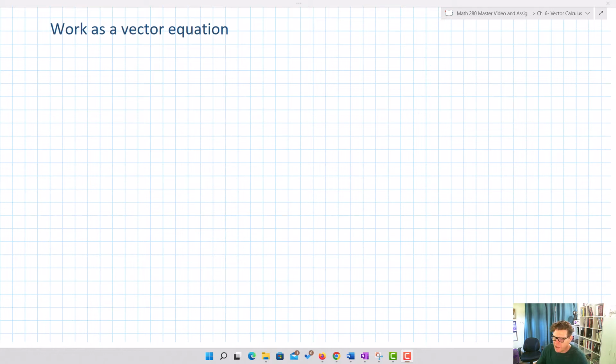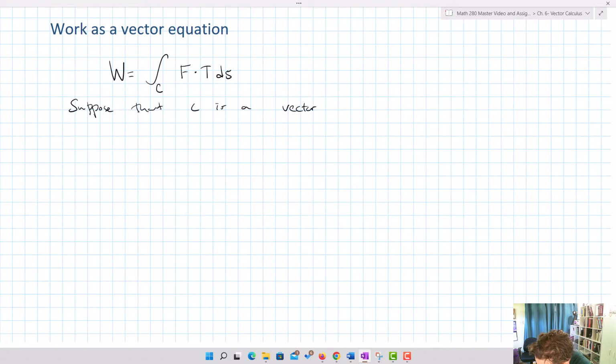So now what we're going to do, we're going to take that work equation, right? Work equals the integral along the line C of F dot T ds. Okay, and we're now going to give ourselves an alternative version that may be a lot easier to calculate or compute. And so we're going to suppose that C is a vector equation given by R of t.